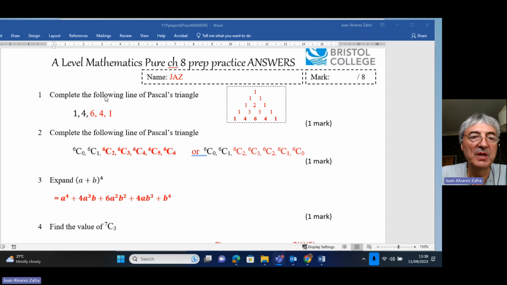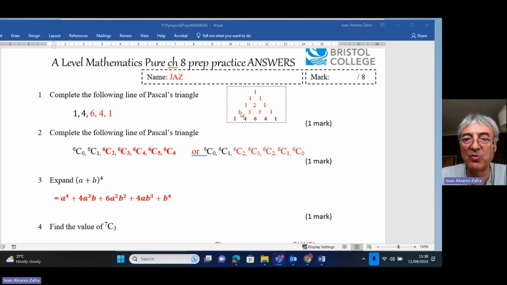So question 1, we need to be familiar with Pascal's triangle because it gives us the coefficients for the expansion of the binomial. And Pascal's triangle works by each line being created from the previous line by adding two terms that are immediately above it.